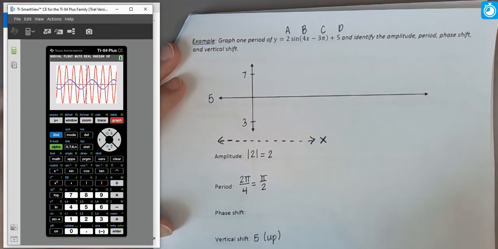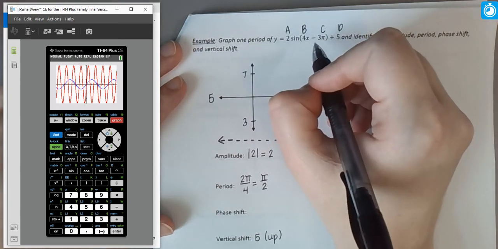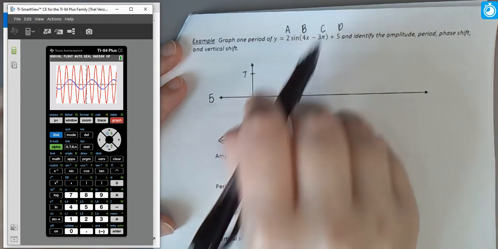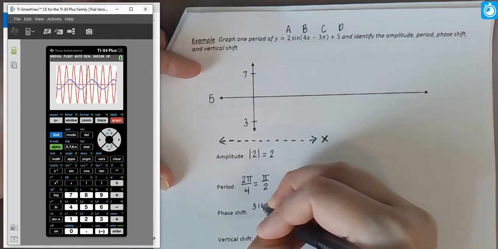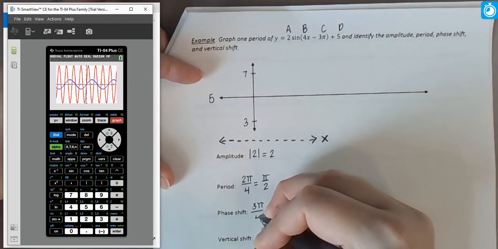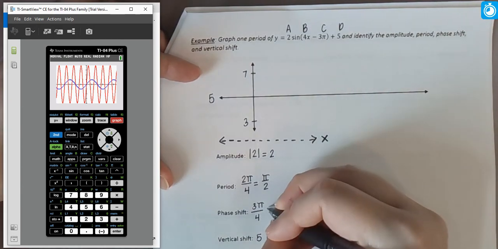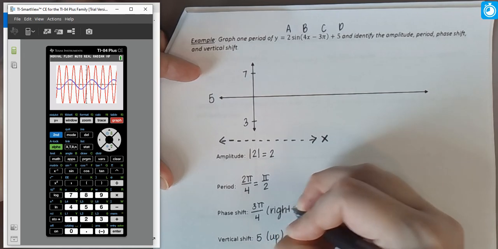Now, what about our phase shift? That's from C and B. So C is a negative number. In this case, that means we're shifting to the right. If we're subtracting, we actually think of C as being positive. So our phase shift is going to be positive 3 pi divided by our value for B. And that doesn't reduce, so we can leave that alone. And that's technically going to be to the right.